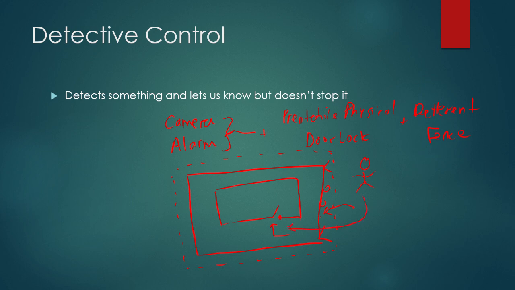So we've got, in this case, 3 layers of controls, and they're different types of controls. If we just had the fence and the lock and no camera or alarm, then our security guard wouldn't find out that you're breaking into the room, and you'd probably, if you came in at night, climb the fence, nobody would see you.